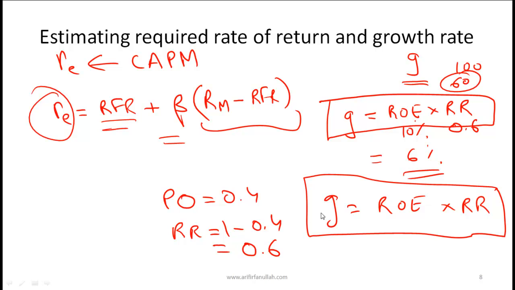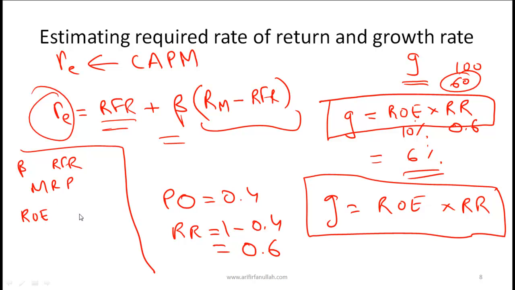Now the longest sort of question that you can get with all this data is, you might be given a company for which they've given you the beta, they might give you the risk-free rate, the market risk premium, the ROE, the payout ratio, and they might give you D0, and you will be asked to find the value of the share. So the way you find the value of the share then is going to be straightforward.